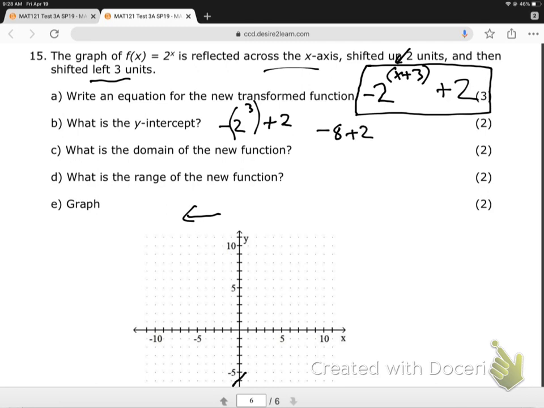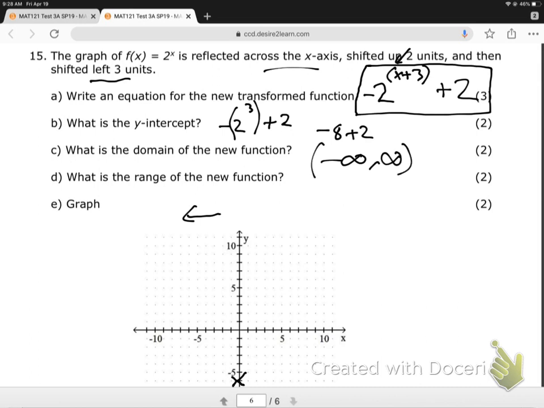Oh, I can just squeeze it on. Well, anyway, there's the y-intercept. The domains of exponentials are always that. Okay? But let's take a look at this.